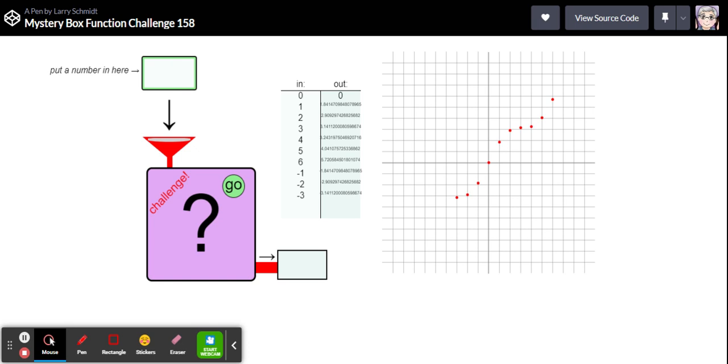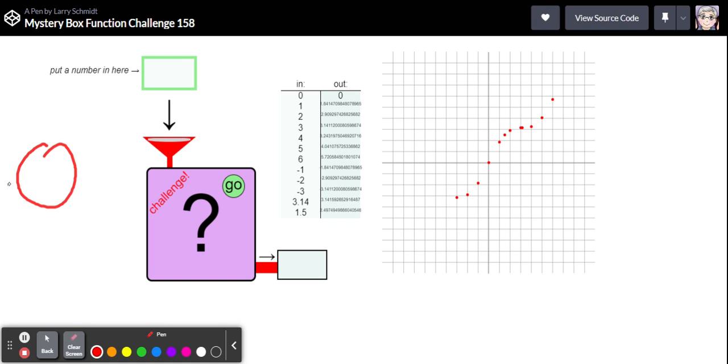What if we put in an approximation for pi? So 3.14. What do we get? Oh, that's really interesting. I think that's actually a really big clue. And I'm going to put in an approximation for pi over 2 as well. Aha. How interesting. So, let me draw out our unit circle here.